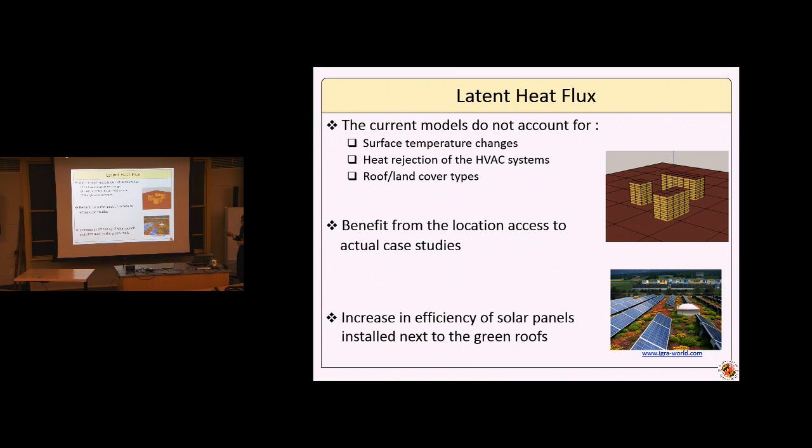So that's what I think we need to look at some case studies, and campuses are good because the location could provide actual case studies. We could also tie that one with the renewables. Studies show when you have a green roof next to the PV panels, the efficiency of the PV panel increases. So this has some implications.